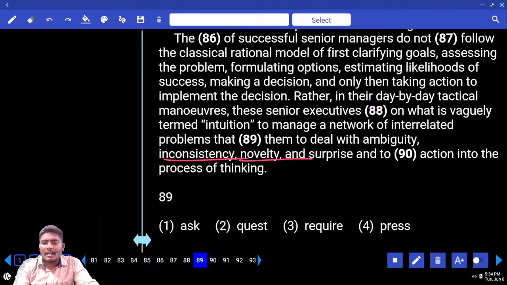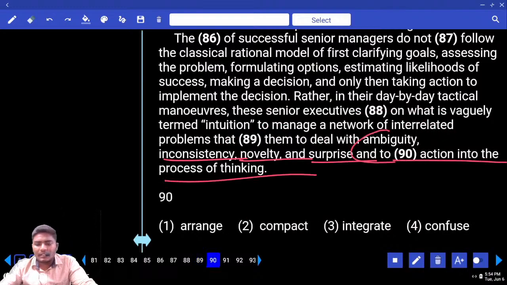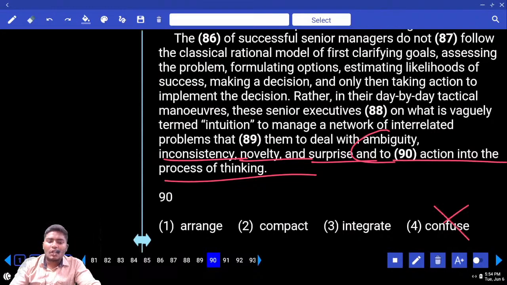Inconsistency, novelty and surprise, and to dash action into the process of thinking. Tell me your answer. And to arrange the action, and to compact the action, and to integrate the action, and to confuse the action. Are we speaking about a positive thing which is being done here or a negative thing? Positive thing. They want to do something positive when something is very clumsy or disturbed. We cannot use the word confuse. Arrange, compact. Compact is nothing but compress.